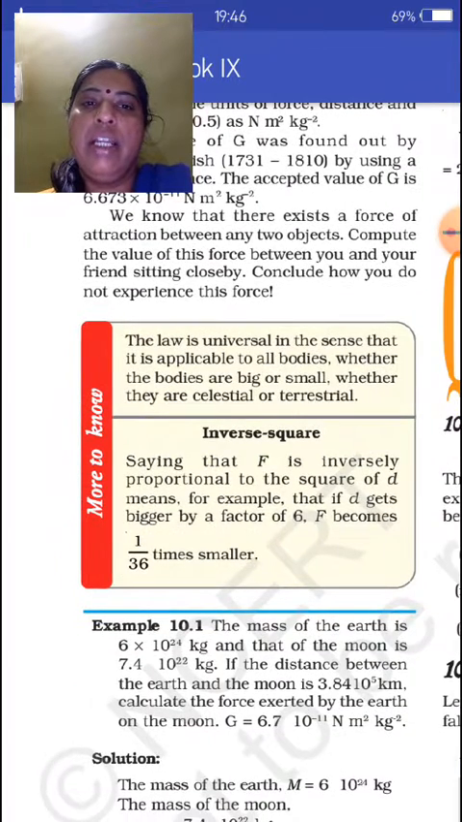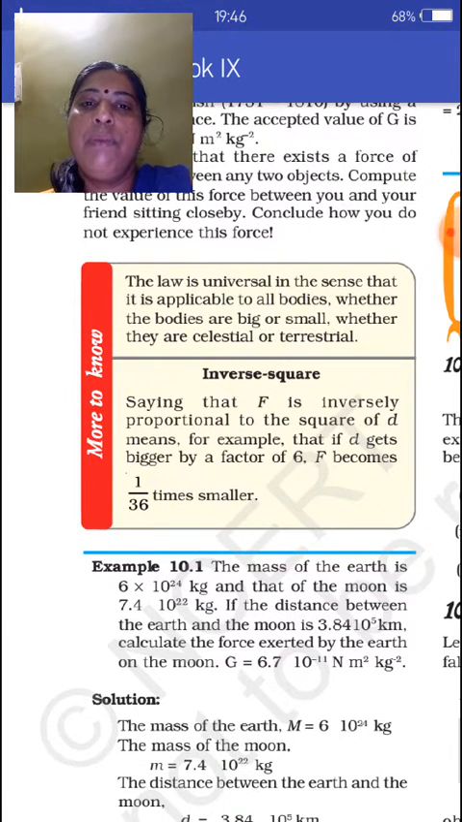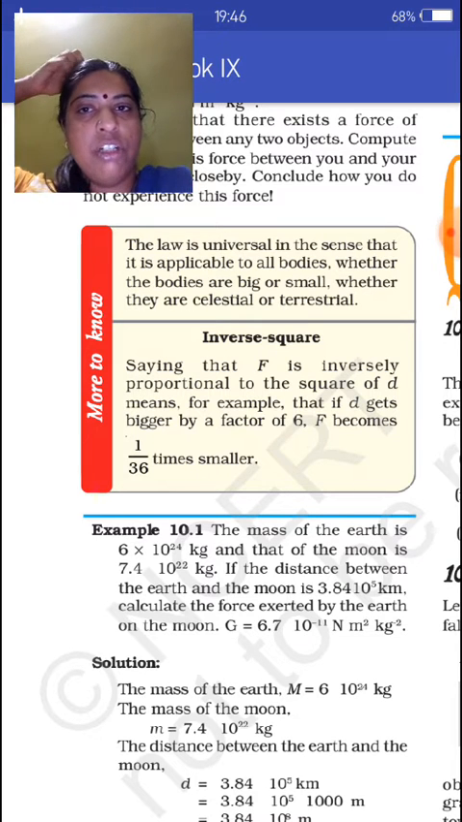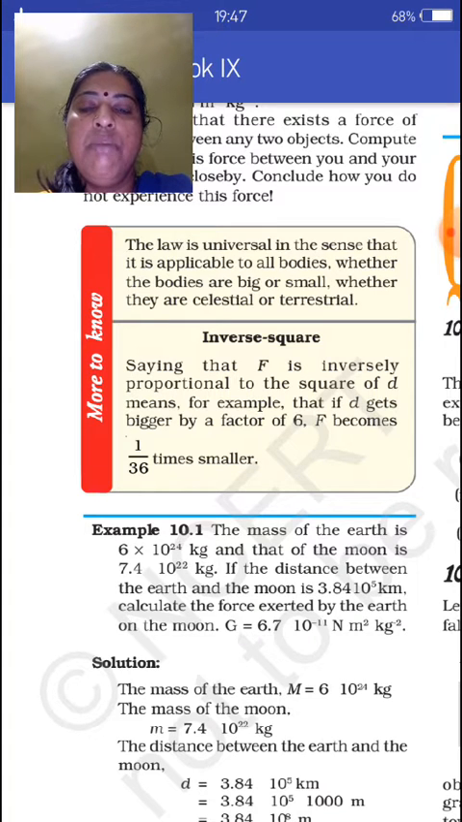We know that there exists a force of attraction between any two objects. Compute the value of this force between you and your friend sitting close by. Conclude how you do not experience this force. We can experience it, right, because the attraction force does act. The law is universal in the sense that it is applicable to all bodies, whether the bodies are big or small, whether they are celestial or terrestrial.